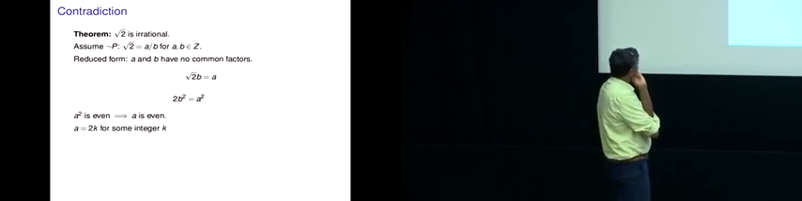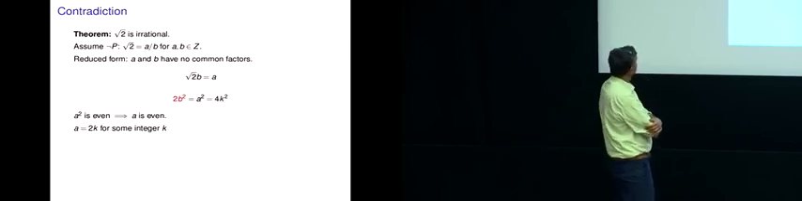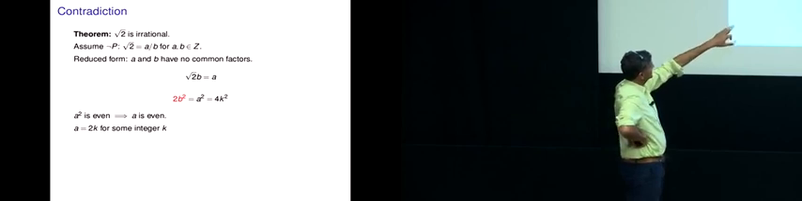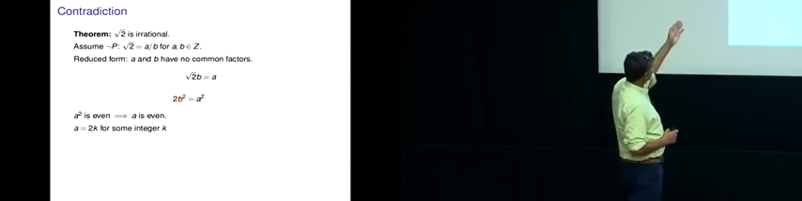Okay, so a is 2k for some integer. That's what it means for it to be even, right? Okay, so let's plug in 2k for a, and what we get is 2b squared equals 4k squared, right? Does that make sense? All I did is, I said a is even, because a squared is even.